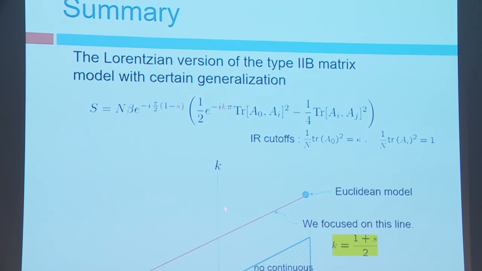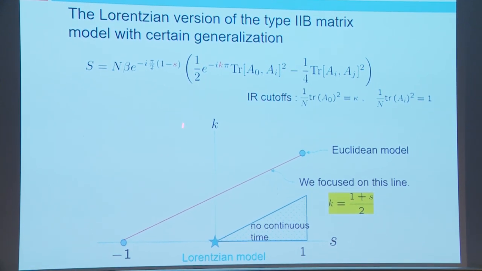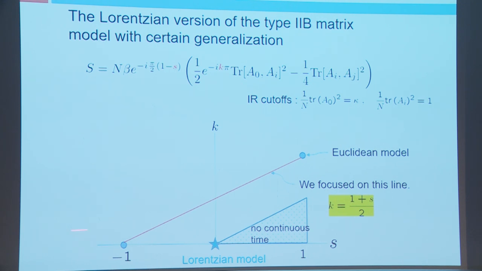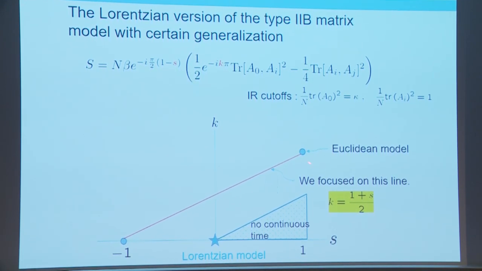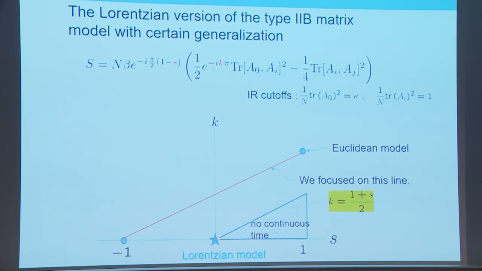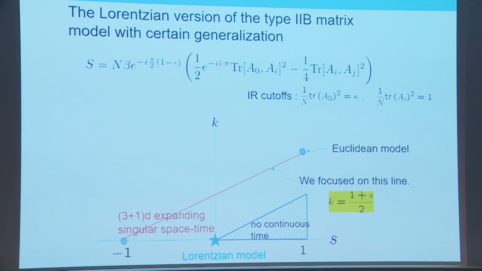So now we examine the phase diagram like this. In this talk, we focus on this line. This is a target theory, but for technical reasons, we concentrate on this line in this talk. We found that we get a 3 plus 1 dimensional expanding structure, but which has a singular space time.